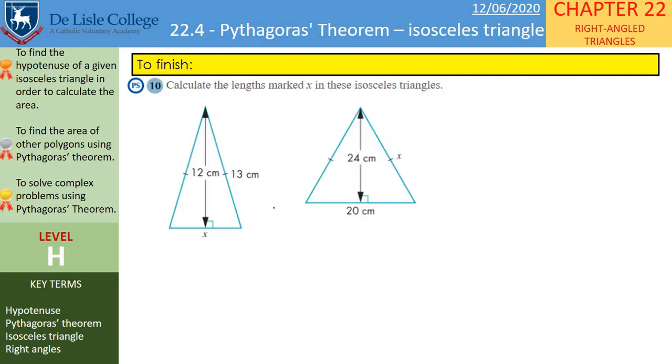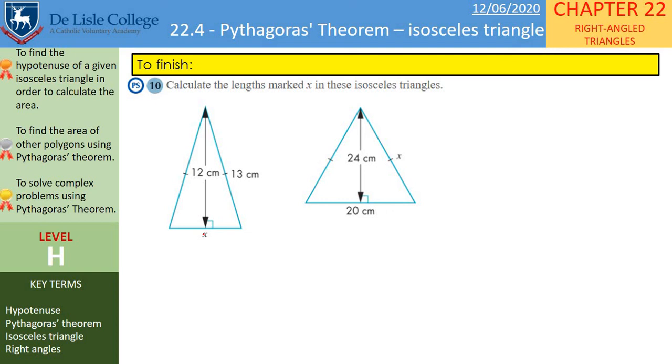Right, just to finish, have a go at these two questions, calculate just the length. So we're trying to find how long this is and how long that is. We're no longer looking for the area, we're just looking to find missing side lengths in isosceles triangles. Please pause the video as you do this.